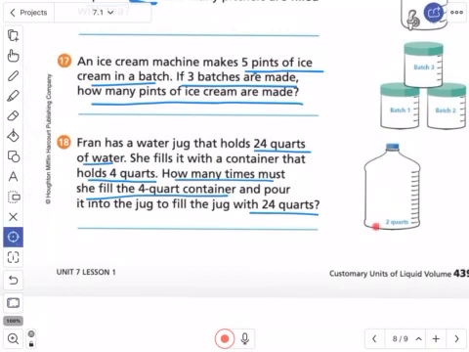So she has a big water jug that holds 24 quarts of water, but she's trying to fill it with a smaller container that holds 4 quarts. So how many of those 4 quarts will she have to put in? Again, you're going to think, is it addition, subtraction, multiplication, or division? All right, you can come back and check your thinking after.